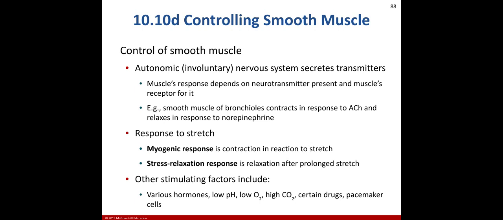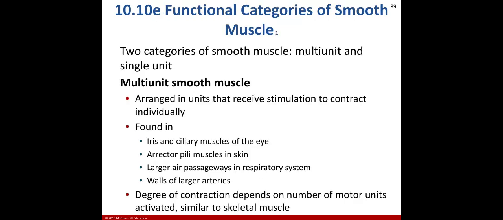And of course, there are many different smooth muscles in your body, so they have many different stimulating factors like hormones, low oxygen, high CO2, drugs, pacemaker cells. There are many different things that could be stimulating these types of cells. We can have multi-unit or we can have single unit. Multi-unit smooth muscle cells are arranged individually. Those are going to be found in the iris of your eye, the erector pili in your skin, and in large passageways and airways.